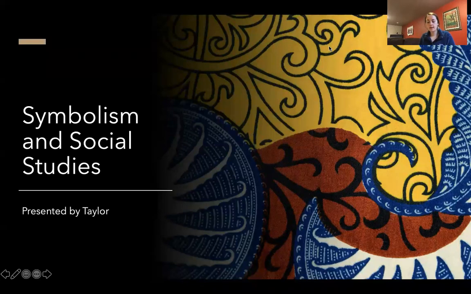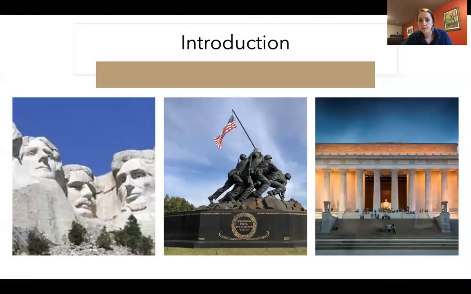Good morning, everybody. Today we're going to talk about Strategy 20 out of the book Integrating Language Arts and Social Studies by Leah M. Melber and Alice Hunter. Strategy 20 talks about symbolism and social studies, presented by Taylor. I'm going to start off by reading the introduction.